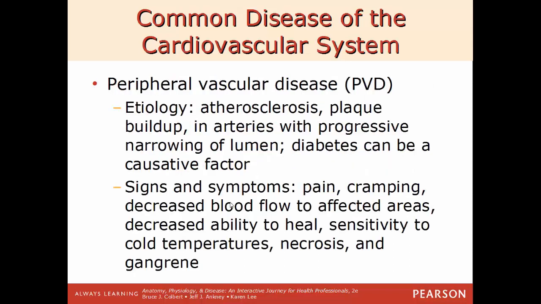All right, next one, PVD, peripheral vascular disease. Etiology: the atherosclerosis, where you have the plaques building up with a progressive narrowing of the lumen of the vessel. Diabetes can also be a causative factor in PVD. Some signs and symptoms: cramping, pain, decreased blood flow to the affected areas, a decreased ability to heal properly, being very sensitive to cold temperatures, developing gangrene, and developing necrosis.